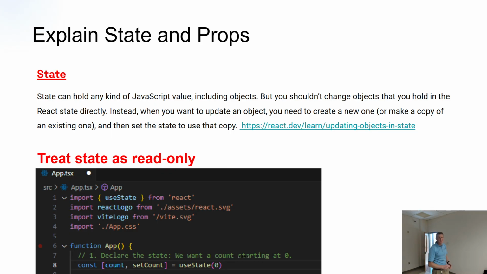So the textbook definition here: state can hold any kind of JavaScript value, so any data, any value, including objects, but you shouldn't change objects that you hold in React state directly. I'm going to clean this up. I'm just reading for a second. Instead, when you want to update the object, you need to create a new one and then set the state to use that copy. This is a weird thing in React, and I can explain why.